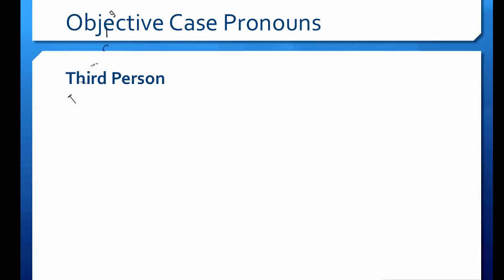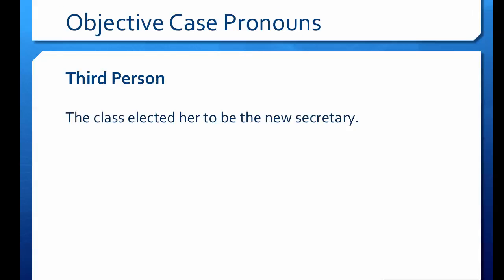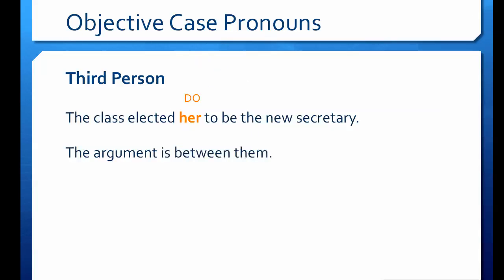Our third person examples. The class elected her to be the new secretary. Her is functioning as the direct object. The argument is between them. Them is the correct form of the pronoun because it is functioning as the object of a preposition.